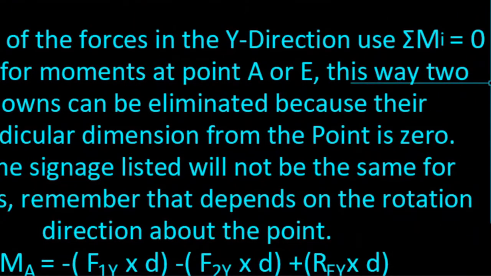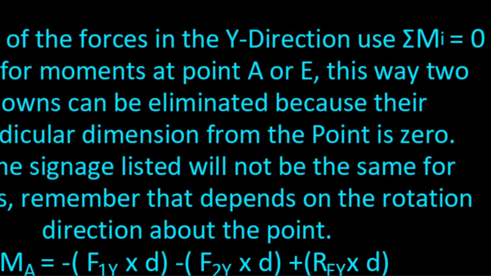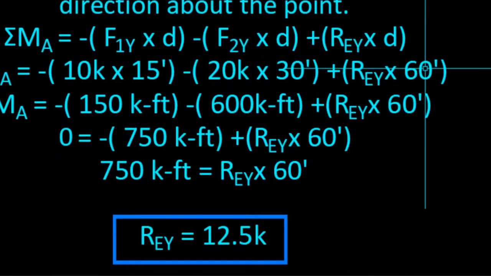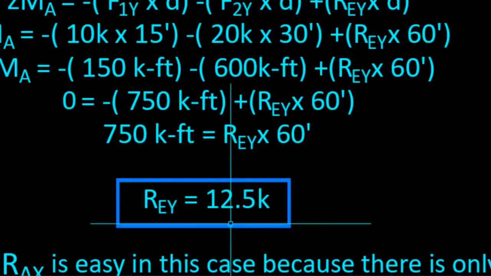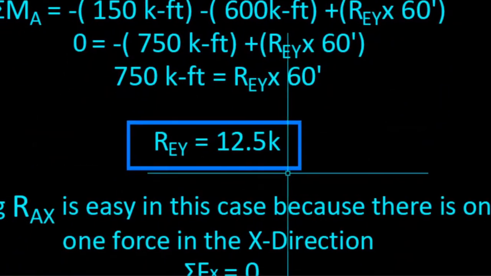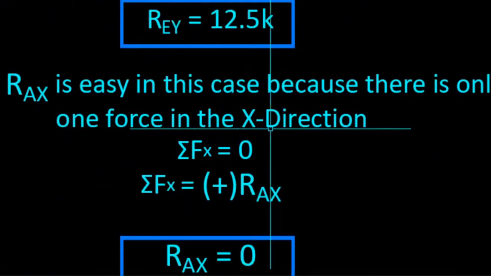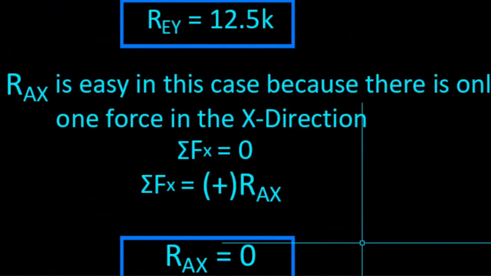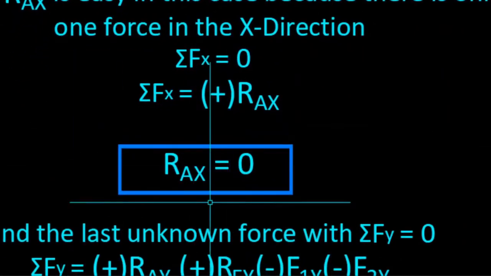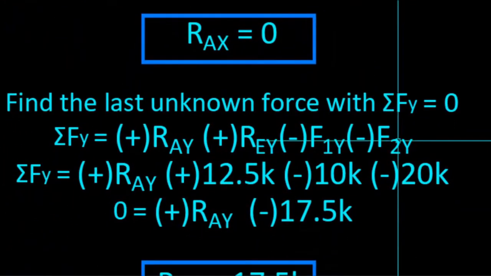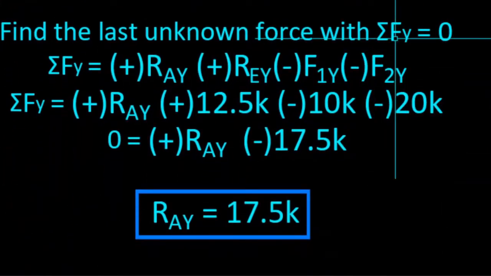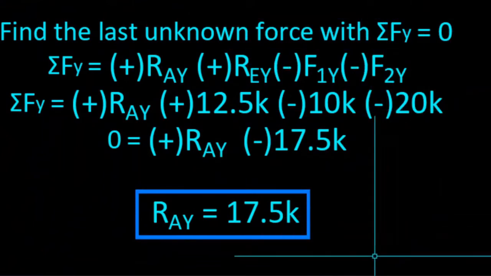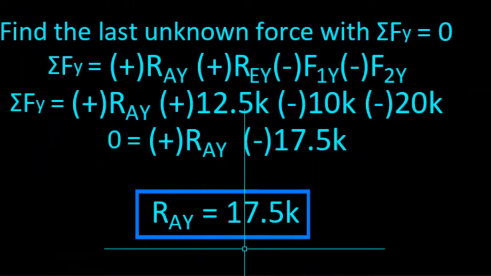Next, we use the equilibrium equations to find the unknown forces. Here we will find one of the forces in the y direction using the sum of moments. And we find that REY is equal to 12.5 K. Next, using the sum of forces in the x direction, we find that RAX is equal to 0. And last, if we use the sum of forces in the y direction, we find that RAY is equal to 17.5.